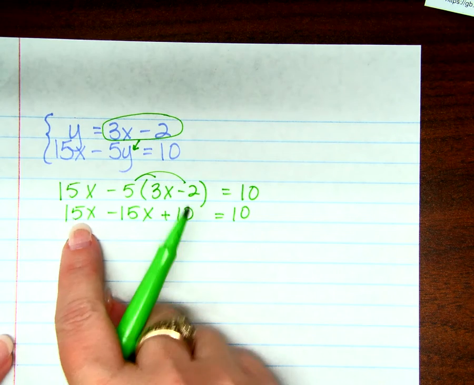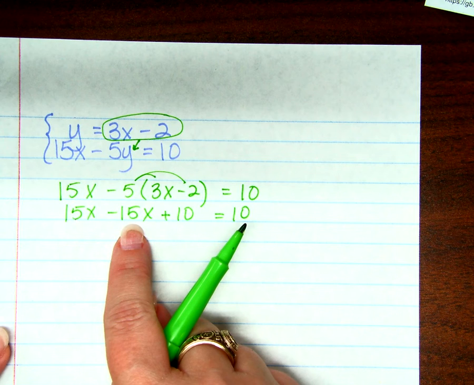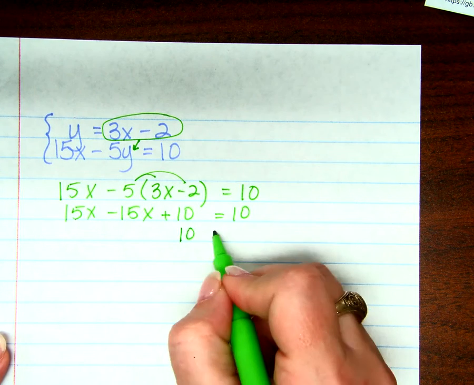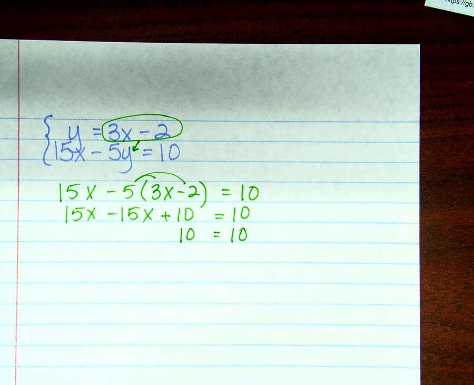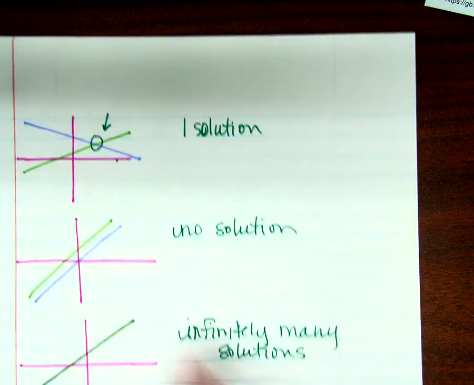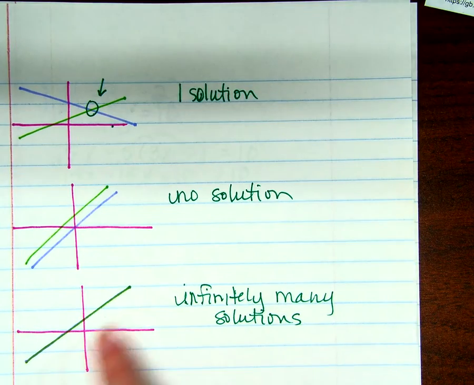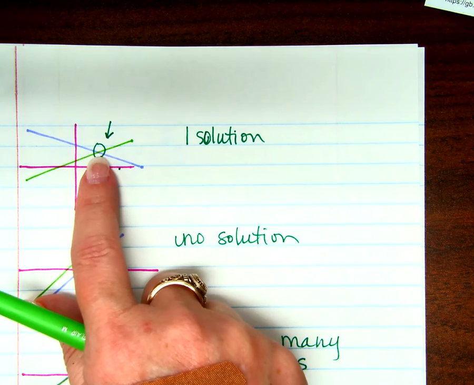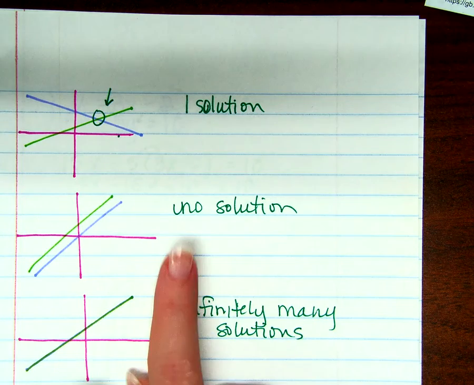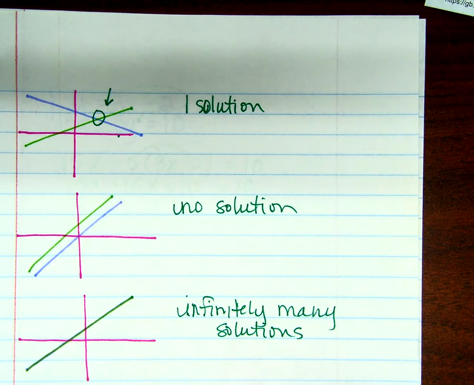Well, let's think about this for a second. 15x minus 15x is what? 0. 10 equals 10. So we have two choices, right? Looking back at our graphs that we looked at a second ago, I know there's not one solution. I either have no solution or infinitely many solutions.